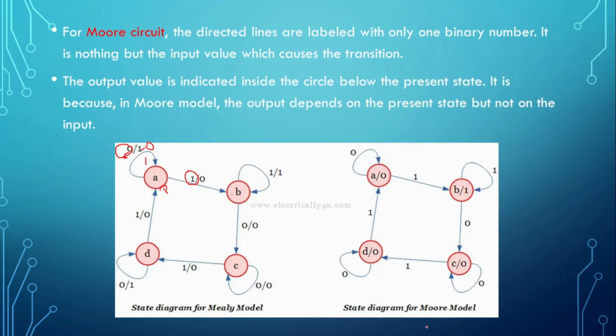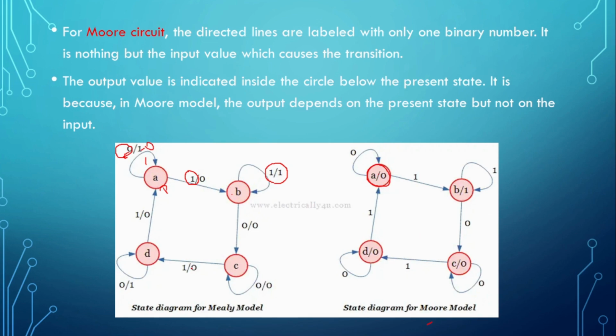This is the Moore model of the state diagram. There is a difference between the two. See here, in the Mealy model the input and output are mentioned outside, but here the output value is mentioned inside the circle along with the present state, A/0. Here B/1. Here D/0.